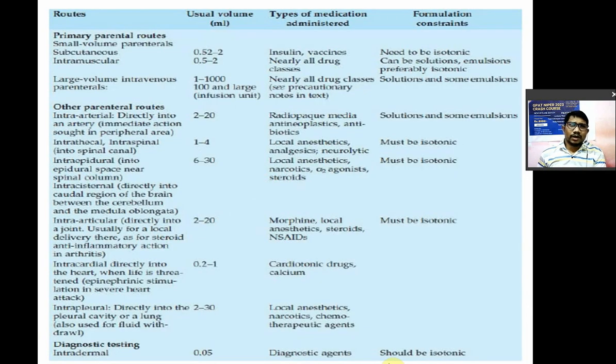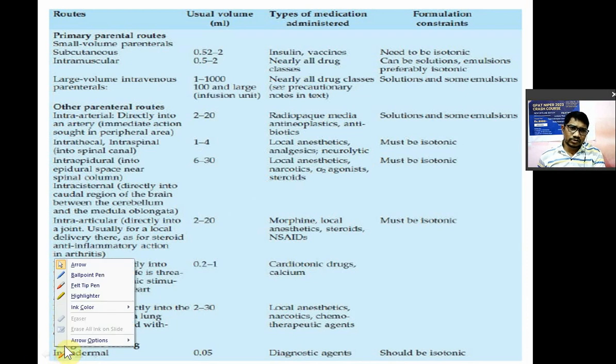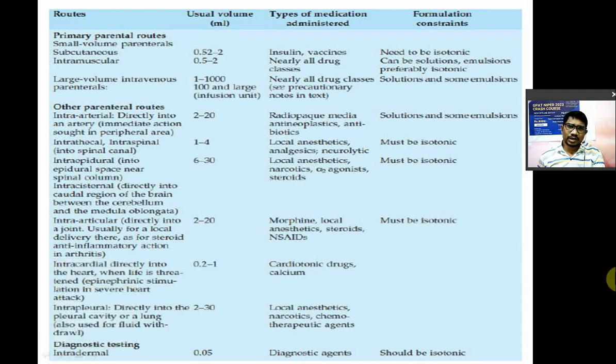First, very important, you should know the volume of injection that can be given by different routes. A question has already come on volume of injection, and you should know it. So route of administration is given: primary parenteral routes, and small volume parenterals.